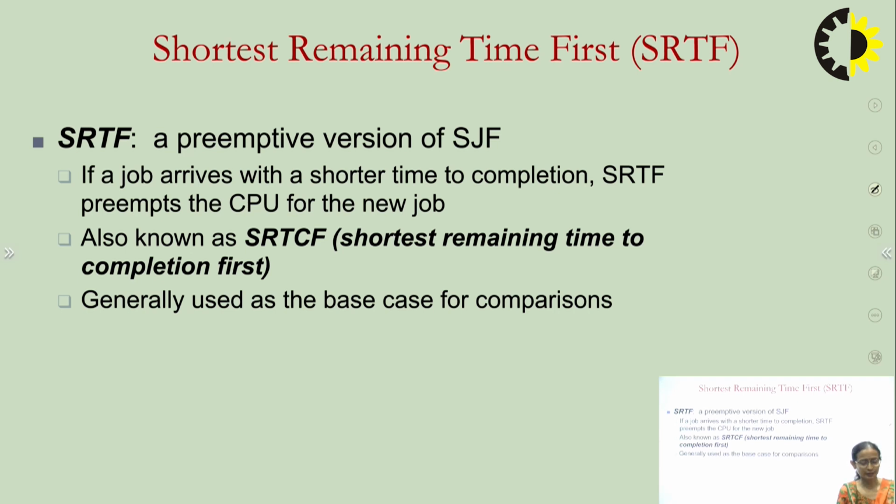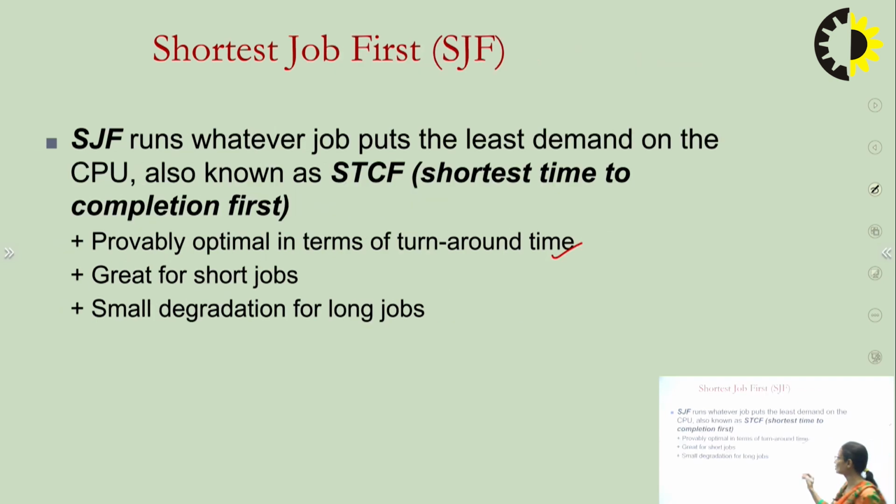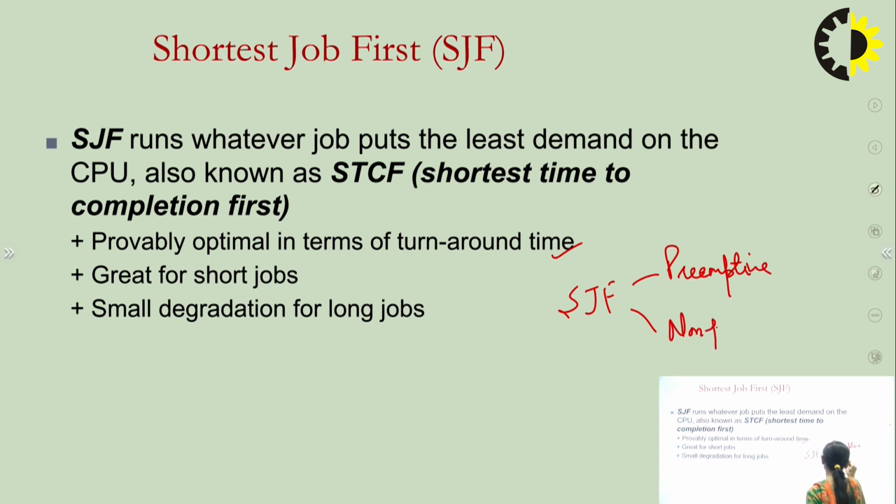There is another variation of the SJF. SJF is basically divided into two: preemptive and non-preemptive. Non-preemptive is known as it is, whereas the preemptive one is known by the name SRTF, that is, shortest remaining time first algorithm.